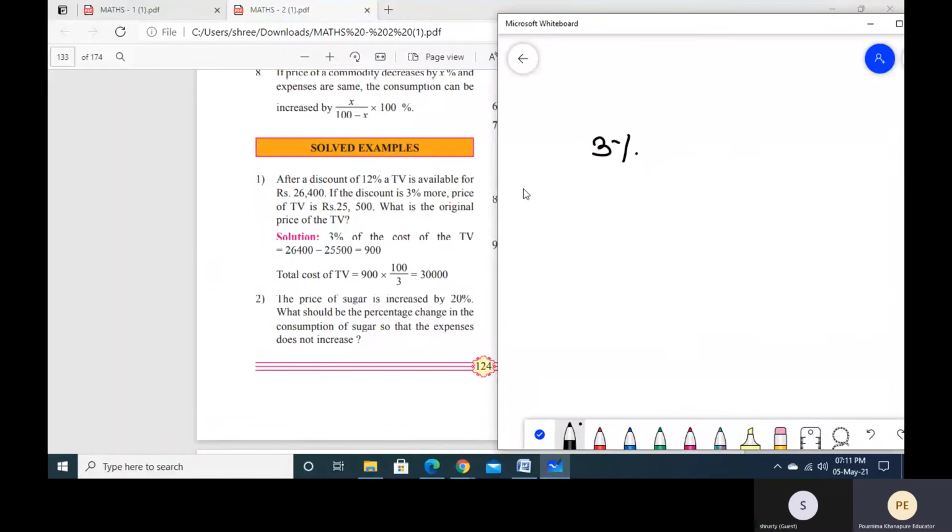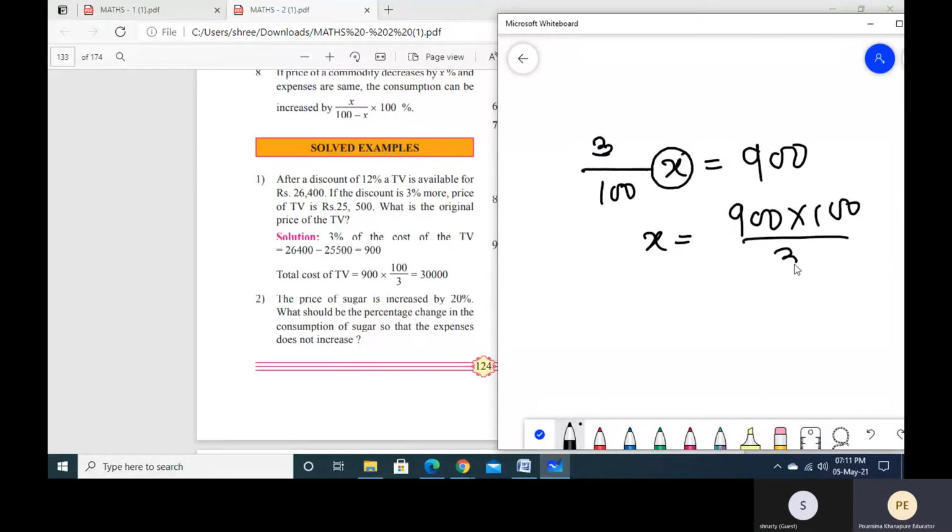3% is basically 3 by 100. So 3% of some amount is rupees 900. That amount we don't know. On what amount he is giving the percentage, we don't know. So how do we do it? We just do x equals 900 into 100 upon 3. Just take 3 and 100 to that side. 3% of the cost is 900 that we are getting, right?